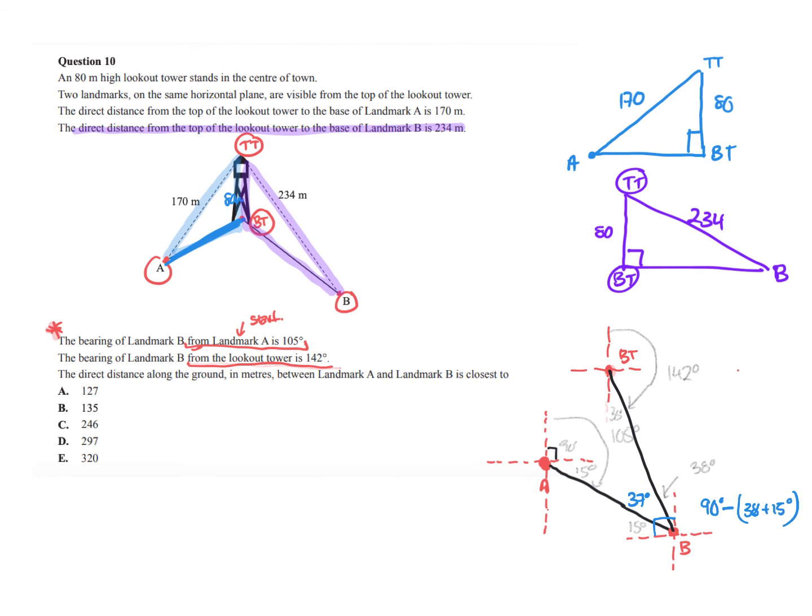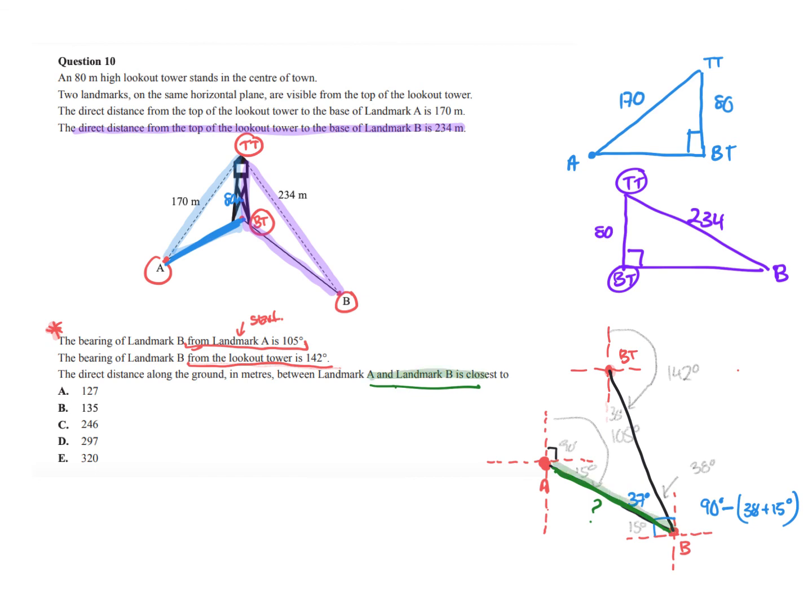Okay. Now, let's look at what the question's asking me. The question wants the direct distance along the ground, so this would be on our map, between A and B. So, pretty much, this is the question, yeah? There's the question, that's what we want to know, that bit there. Landmark AB is along there.